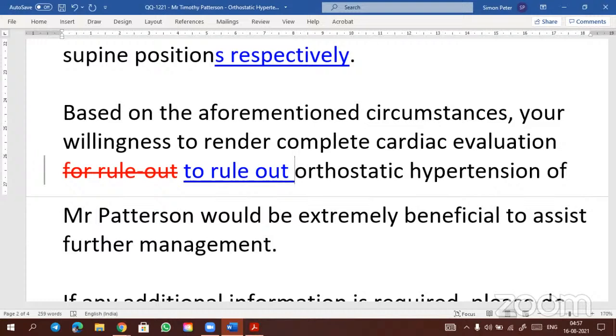Orthostatic hypertension of Mr. Patterson. Based on the aforementioned circumstances, your willingness to render complete cardiac evaluation to rule out orthostatic hypertension of Mr. Patterson would be extremely beneficial. Why do you want to rule out? How can you rule out? Then if you want to rule out, how can you say further management?